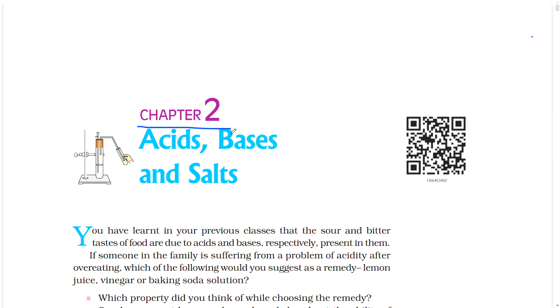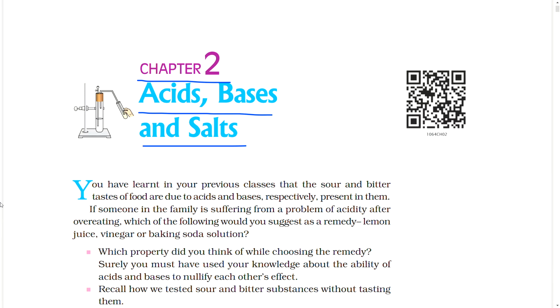Chapter 2: Acids, Bases and Salts. You have learnt in your previous classes that the sour and bitter tastes of food are due to acids and bases, respectively, present in them. If someone in the family is suffering from a problem of acidity after overeating, which of the following would you suggest as a remedy? Lemon juice, vinegar, or baking soda solution?